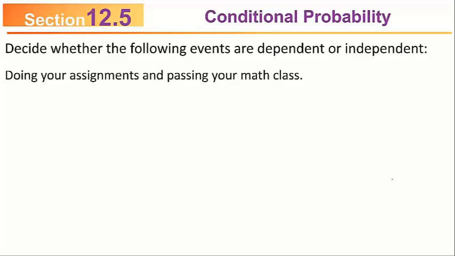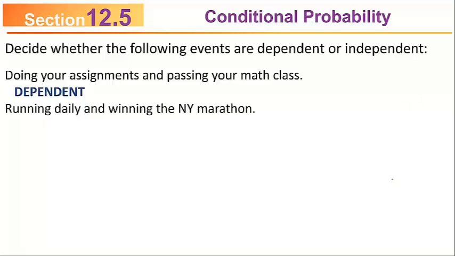Do you think doing your assignments might have some effect on the probability of you passing your math class? Yeah, I think most people would agree to that. So those are dependent events. One thing can affect the probability of the other thing. How about this? Running daily and winning the New York Marathon. Again, I think most people would agree that that might have an effect. That daily running might very well have an effect on how probable it is that that person will win the New York Marathon. So I'd say, again, those are dependent events.